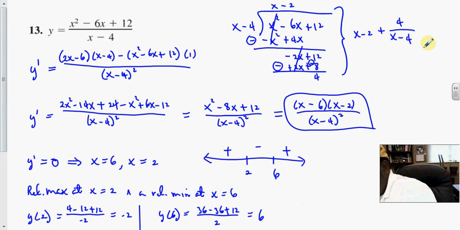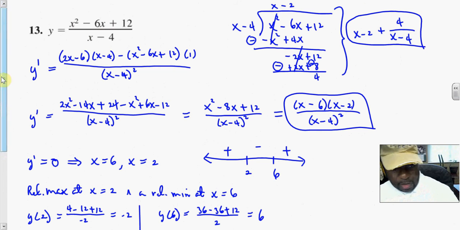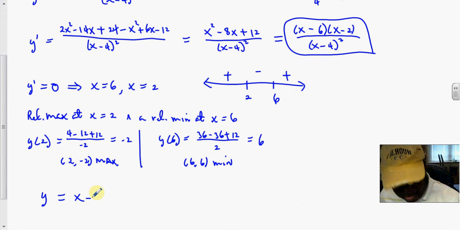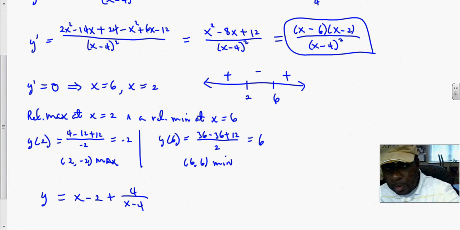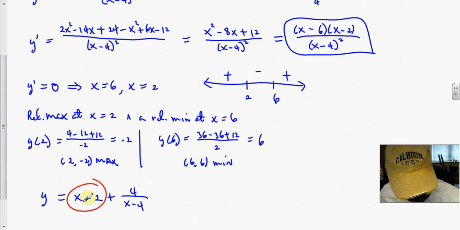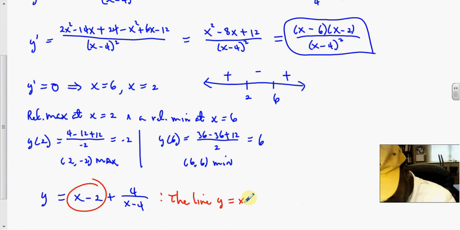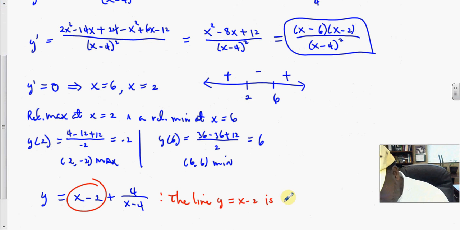Now, what does that tell us? Maybe I can write it down here. We have y is equal to x minus 2 plus 4 all over x minus 4. This x minus 2 is a slanted asymptote.